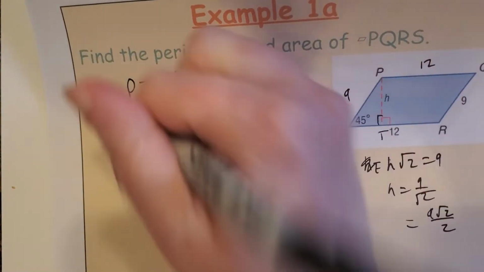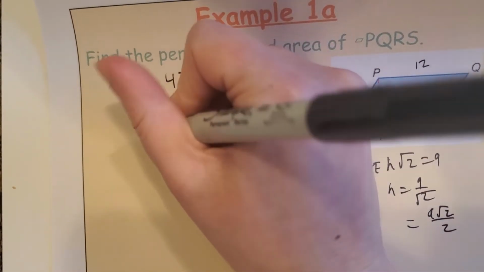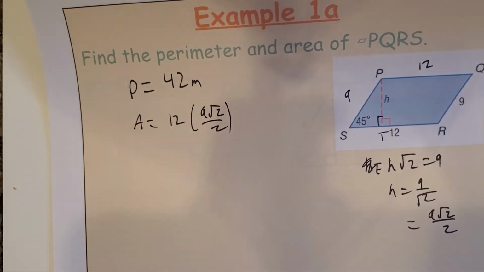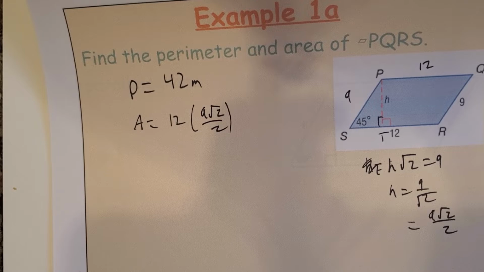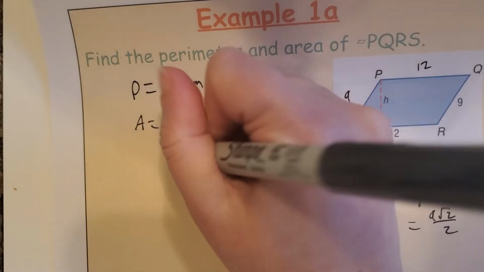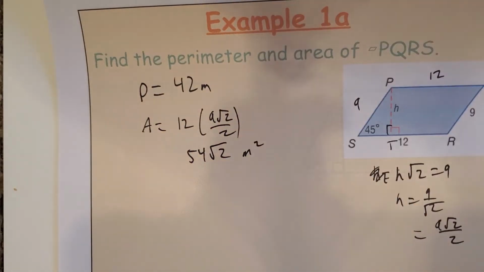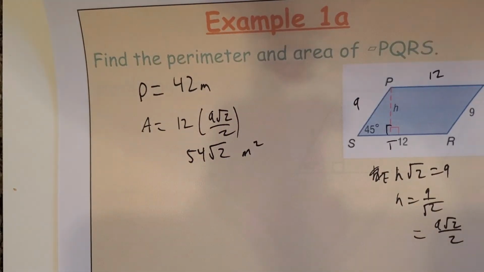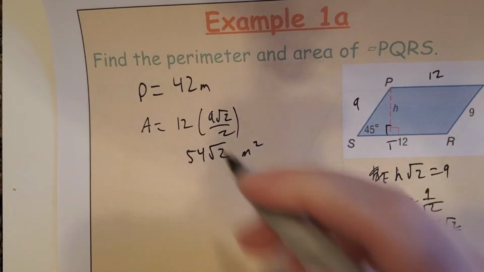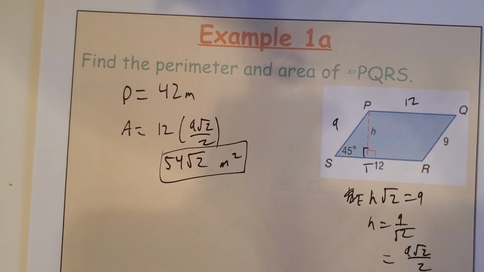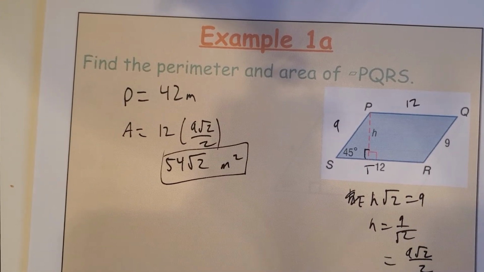So that means the area is still base times height. So it's 12 times 9 root 2 over 2. 12 times 9 is 108, divided by 2 is 54. So the area is 54 root 2 meters squared. And you could absolutely do 12 divided by 2 is 6, times 9 is 54. I won't be picky about that specific order. But yeah, that's fine too.